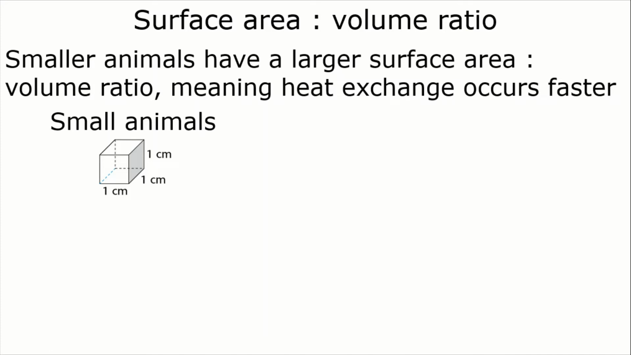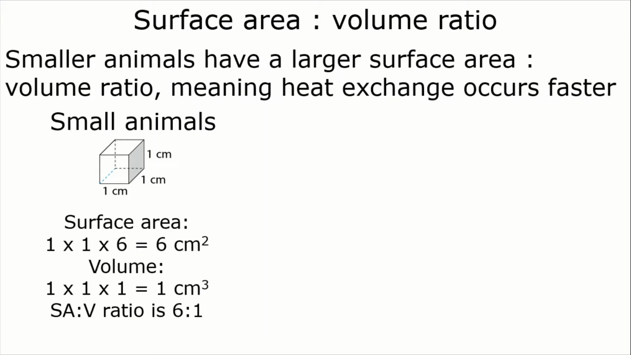So if we imagine a small animal here measuring 1 centimetre by 1 centimetre by 1 centimetre. To work out the surface area, we have to work out the area of each face of our cube, so that's 1 times 1, and there's 6 faces, so we do 1 times 1 times 6, and that gives our cube, or our small animal, a surface area of 6 centimetres squared. In terms of volume, we times width by height by depth, and so that's 1 times 1 times 1, giving us a volume of 1 centimetre cubed. So our surface area to volume ratio is 6 to 1.